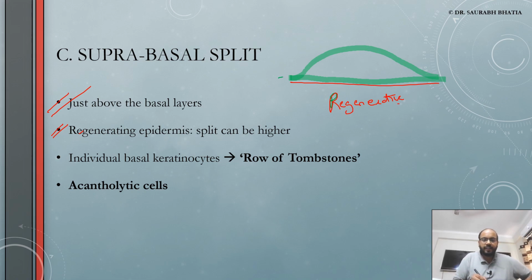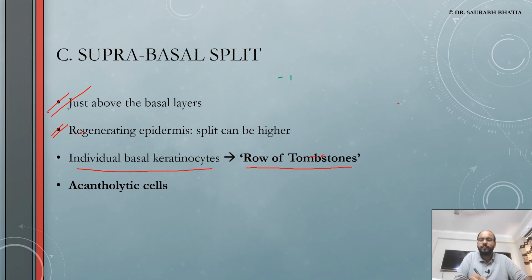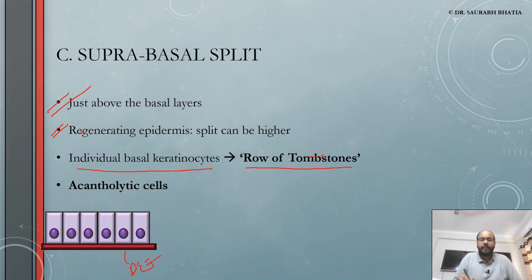Now, individual basal keratinocytes, that means the cells at the basal layer, become separate from each other, but they are still attached to the dermoepidermal junction. And their attachment to the dermoepidermal junction, but separation from the neighboring cells, gives them an appearance which is known as a row of tombstones. Okay, so in the row of tombstones, let me get rid of everything. Let me explain what actually happens. You have the dermoepidermal junction. Okay, and here you have the basal cells.